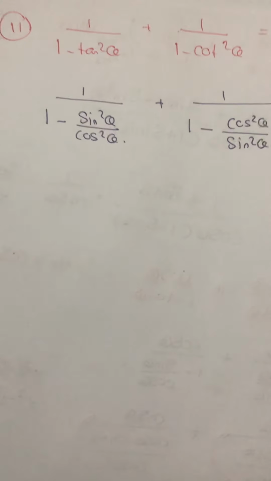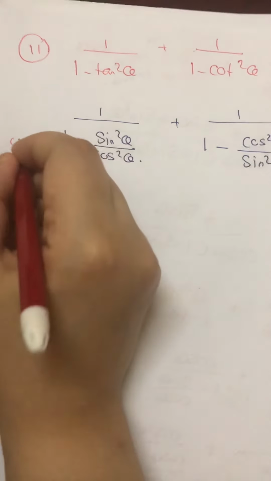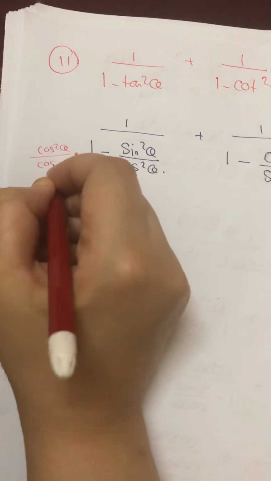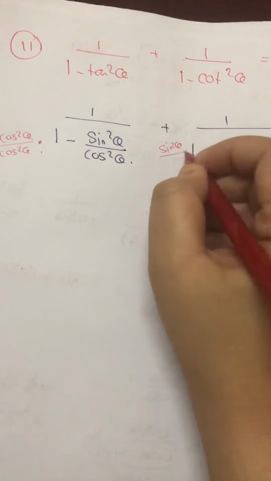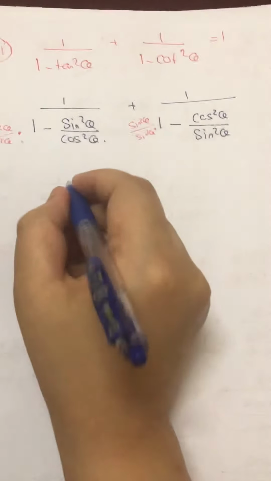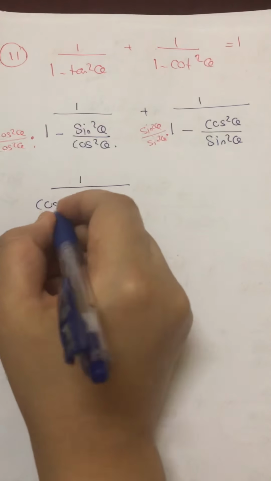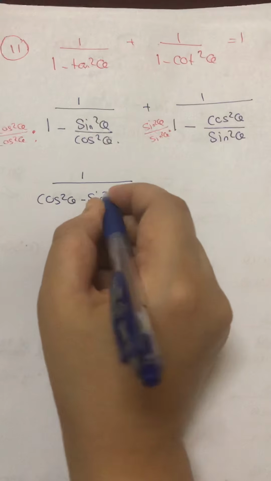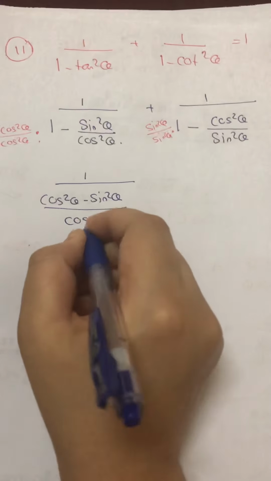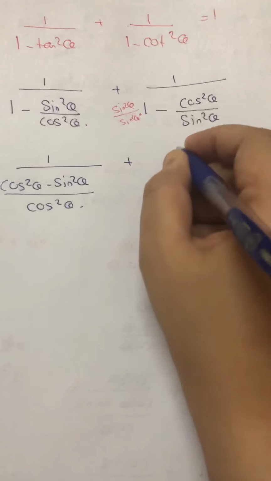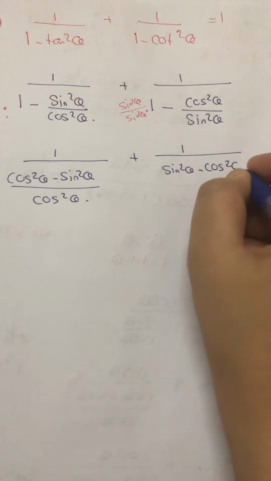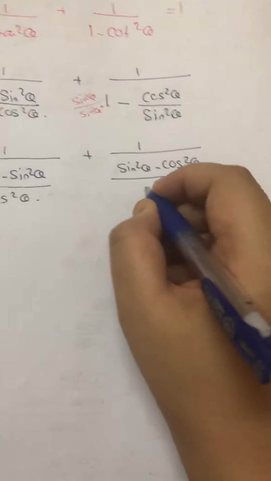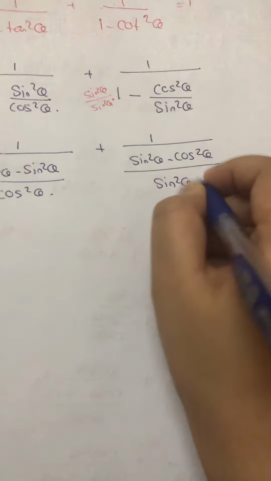Okay, so what do I need? I need to multiply here by cosine squared theta over cosine squared theta, and I need to multiply here by sine squared theta over sine squared theta to make the denominators equal. So here 1 over cosine squared theta minus sine squared theta over cosine squared theta plus 1 over sine squared theta. I'm facing opposite signs, I guess, again. All over sine squared theta.